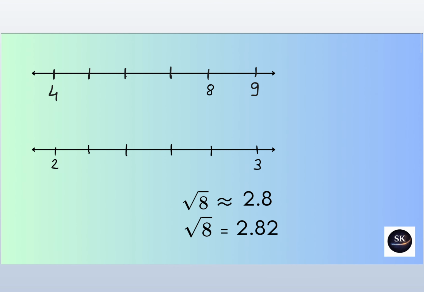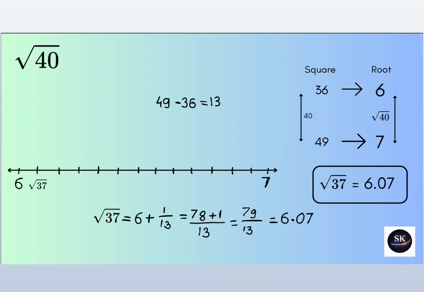Same logic can be applied to larger numbers. So now let's try root 40. The nearest perfect squares are going to be 36, whose root is 6, and 49, whose root is 7. So again, root 40 will lie between 6 and 7, just as 40 lies between 36 and 49.